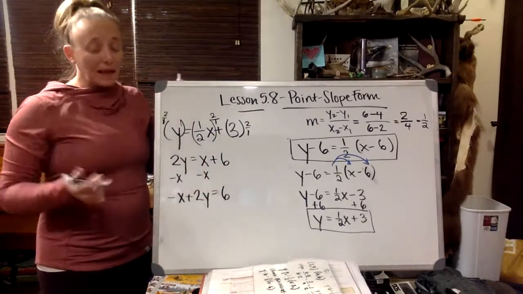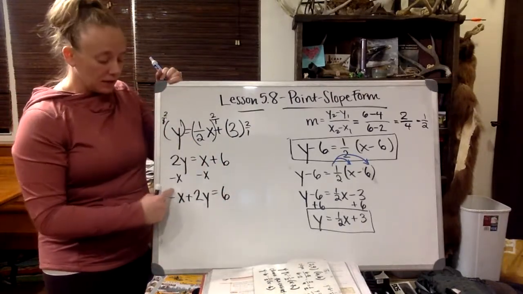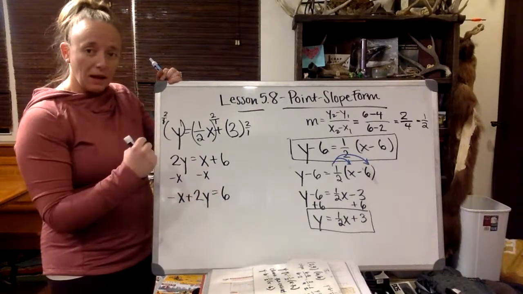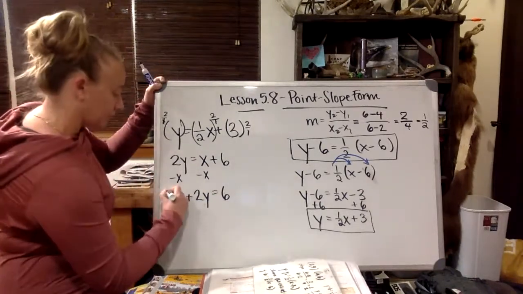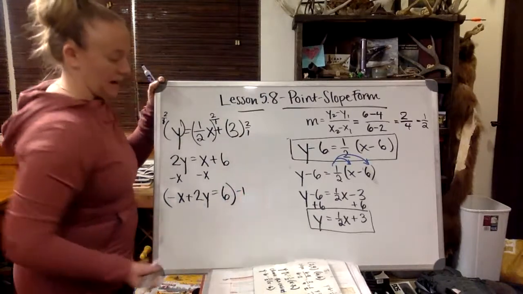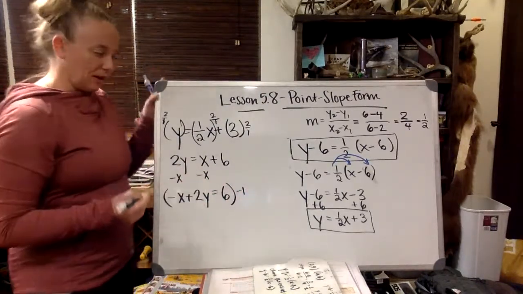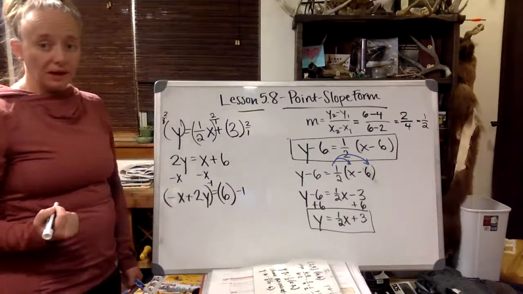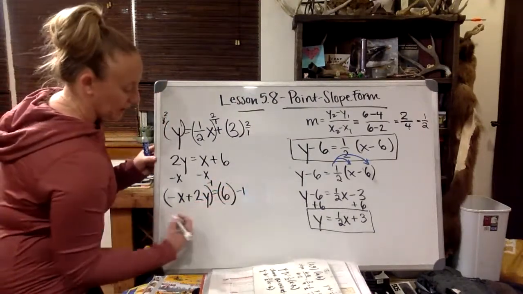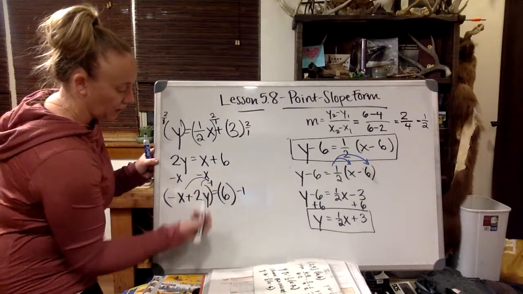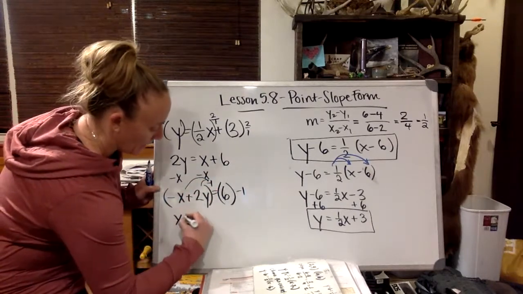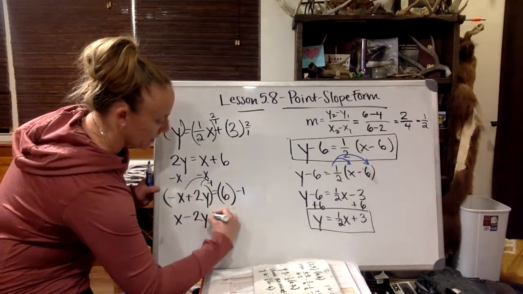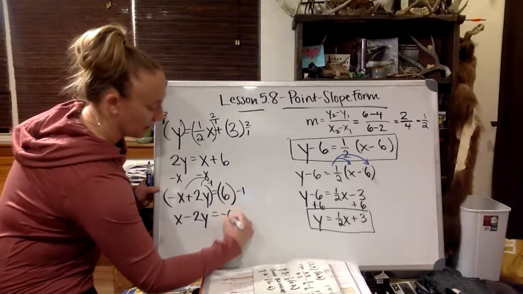Last but not least, I can't have a negative a term, so I need to multiply everything by -1. I know that's a little awkward with the equal sign. I guess technically I can do that, multiply everything by -1. And now I can distribute this -1 into all of my terms. I get x minus 2y is equal to -1 times 6, -6.